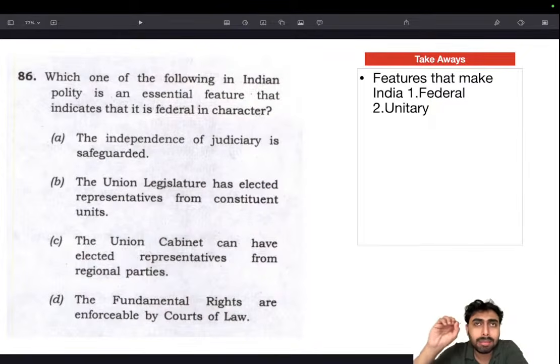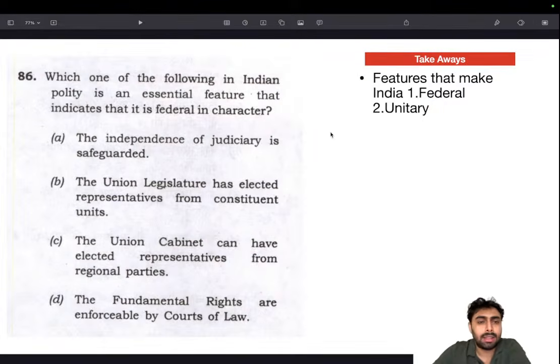Just learn them in a way that you can feel it, that okay, this makes India federal, this makes India unitary. But at the end of the day, you need to know that India is not truly a federal state, and not truly unitary as well. It's a quasi-federal state. But at the same time, it's not a 50-50 division between unitary and federal. It's mostly a 70-30 division. It's 70% unitary and 30% federal. So that's it. Moving on.